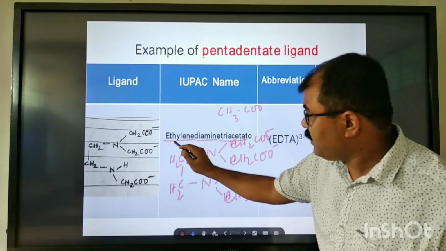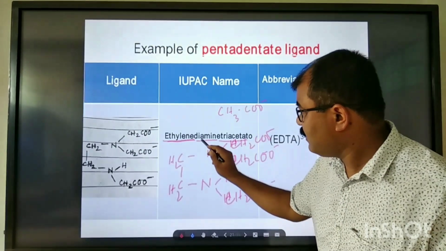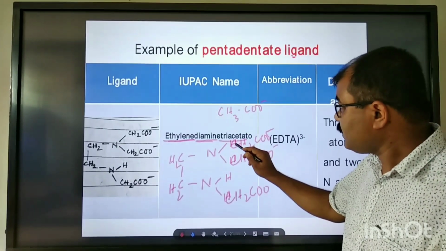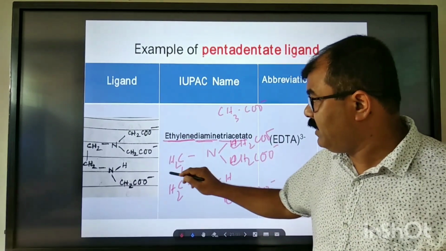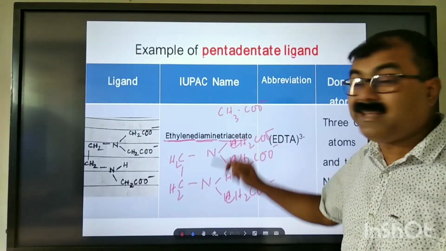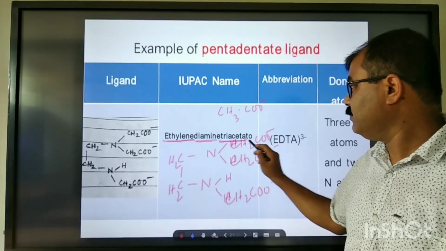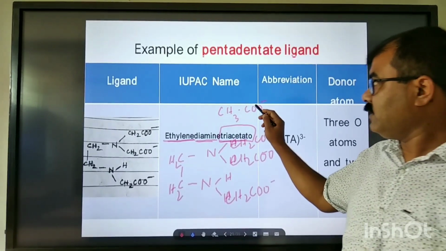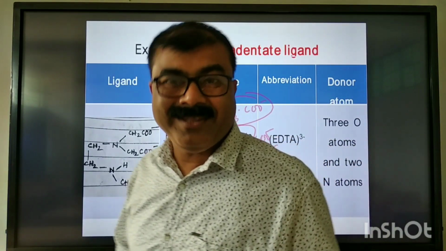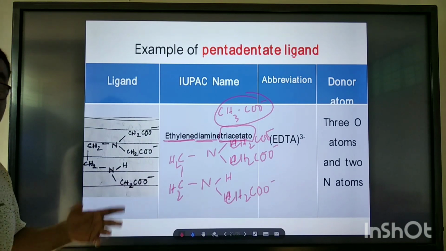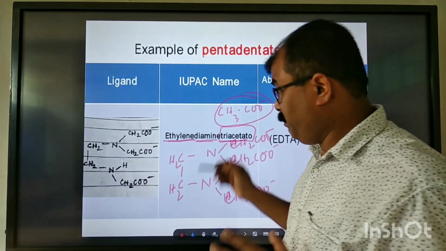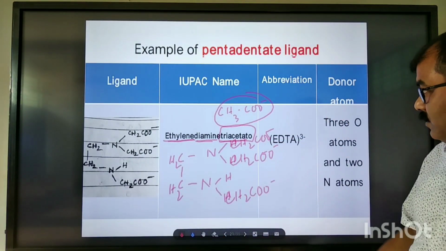Out of 4 hydrogens of ethylene diamine, 3 hydrogens are replaced by acetate ion. First of all you see ethylene diamine, this is the original. Then 3 hydrogens of ethylene diamine are replaced by acetate ion. That is why it is triacetate. Ethylene diamine triacetate. Remember, very easy to learn. Don't be scared by looking at this as so complex. It is not like that. It is an easy structure.